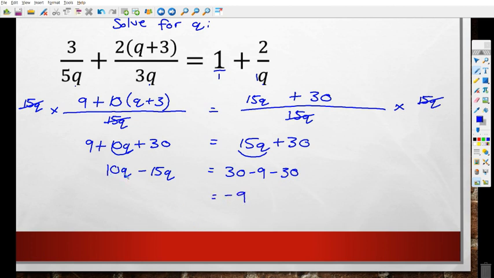And 10q minus 15q is minus 5q. I want just q. I don't want negative 5q, I want q. So what's happening to q over here? It's being multiplied by negative 5. So what's the opposite? Divide by negative 5. So this side, we're going to have q. Negative divided by negative is positive. And I've got 9 over 5.